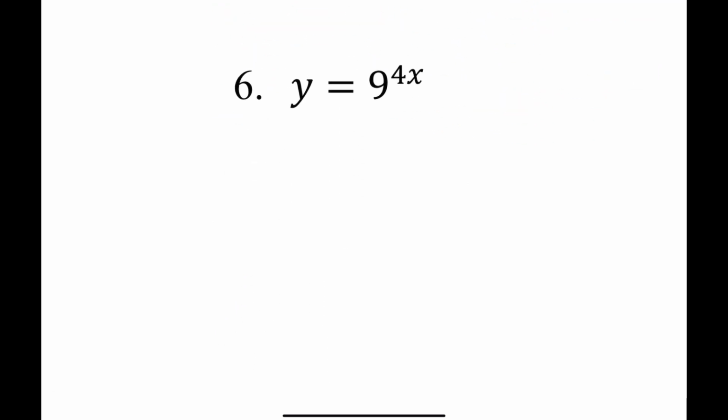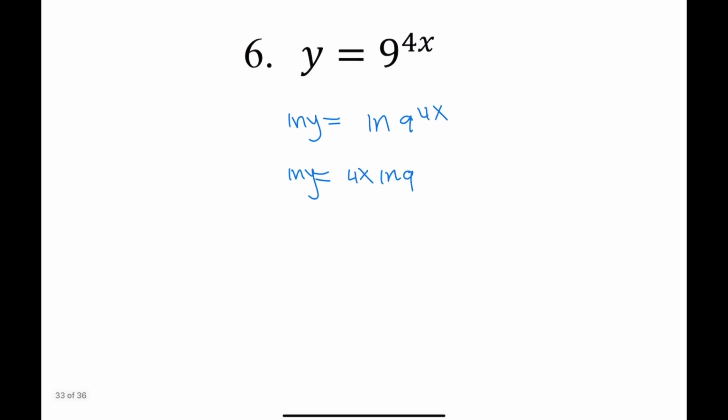Okay, number 6. y equals 9 to the 4x power, so ln y equals ln 9 to the 4x power, right? So this basically means ln y is equal to 4x times ln 9. Okay, something really important to note here. You'll see when we take the derivative one more time, so 1 over y times dy over dx equals, and then we see that we have ln 9, right?